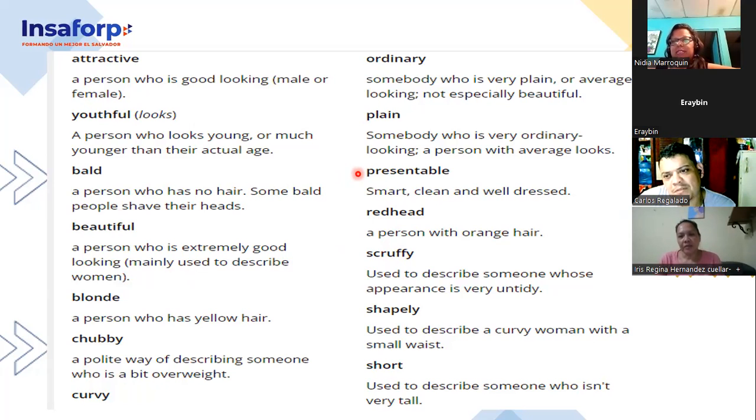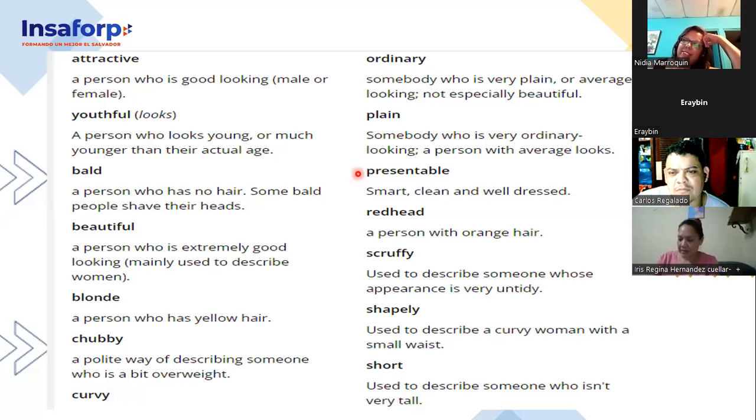Presentable, smart. We say presentable: smart, clean, and well dressed. So we say smart, someone who is smart, clean, and well dressed. We call them presentable. So when you go to any meeting, from now on, these words have to start sticking. If you go to a meeting, oh wow, you're looking so presentable today. Te ves muy presentable hoy, right?